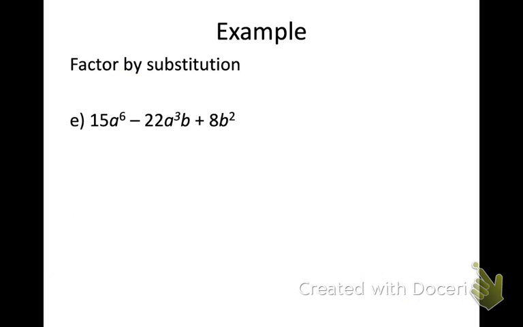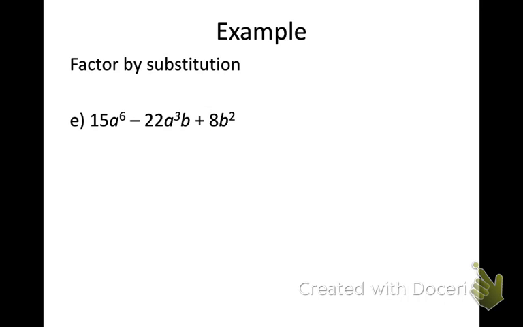All right, next one. Ooh, here we got all sorts of craziness happening. So we've got a to the 6th power, we got a to the 3rd b, and then we got a b squared happening. All right, so if we think about what we're going to let our u represent, so we're going to let u equal a to the 3rd b.